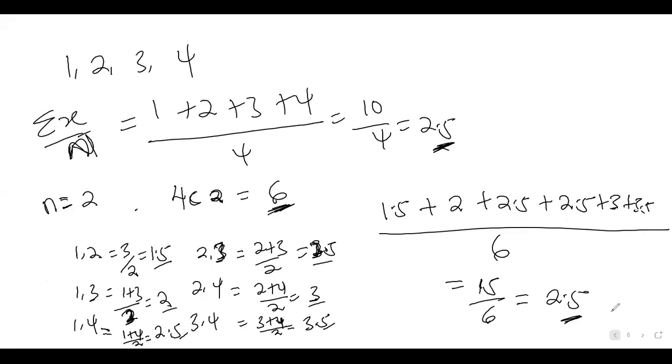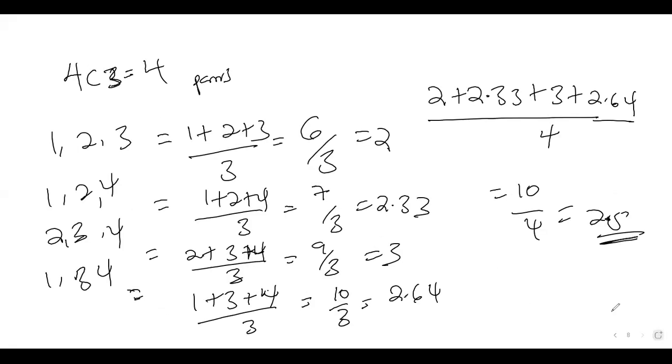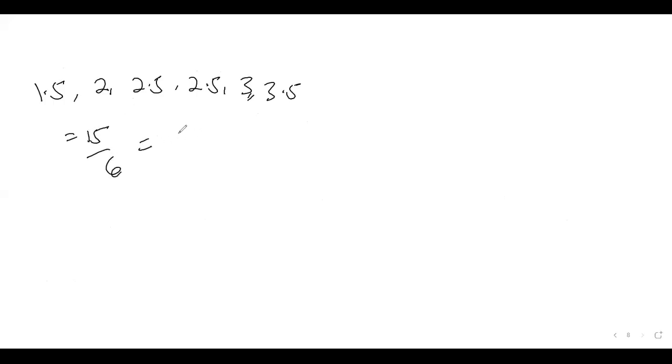Let me write these figures down. Remember that when we chose a sample size of 2, the sample means were 1.5, 2, 2.5, 2.5, 3, and 3.5. Remember this. And when we found the average of these sample means, we had 15/6, and the mean of the sample means was 2.5.